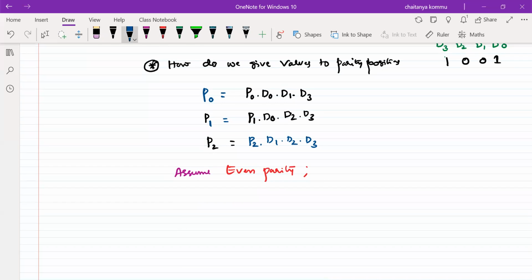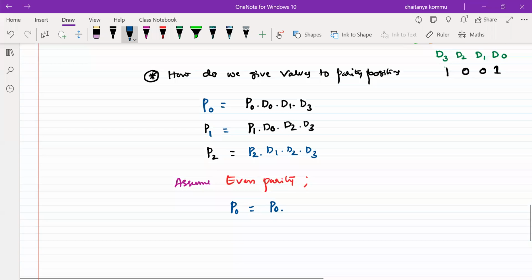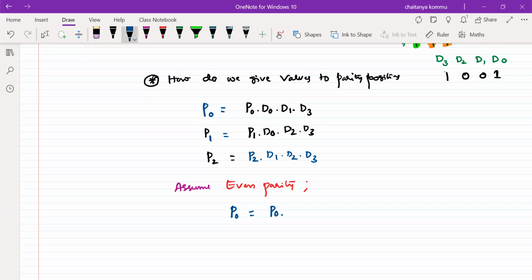So the P0 is nothing but, what is the information we have given here? P0 is put here. What is D0? D0 is a 1. What about D1? It is also 0. What about D3? D3 is a 1. So now if I say even parity, then what should be the bit value for P0, 0 or 1? I want to make this entire information even parity. If you do so, what P0 value do I have to consider? Yes?